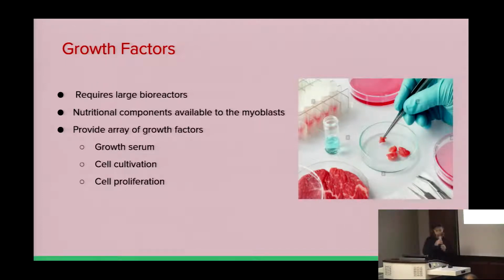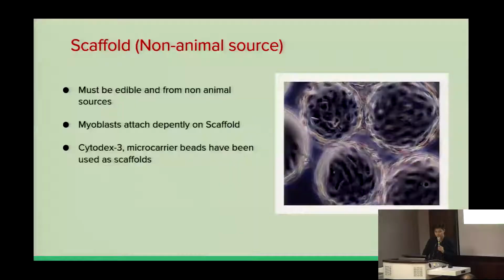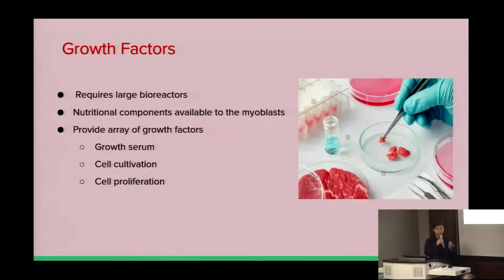And the growth factors require large bioreactors, and the nutritional components are available through the myoblast. So the main purpose is to provide the growth and expansion of the meat, because not only does the scaffold help it expand, but the growth factors are the main part where it grows in size.